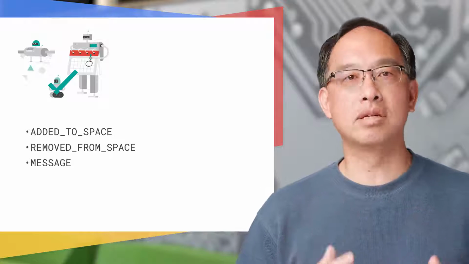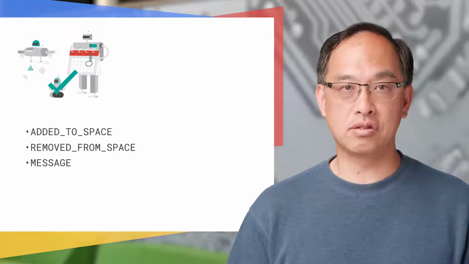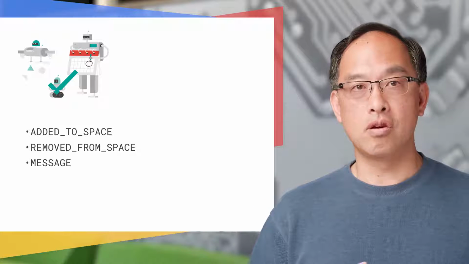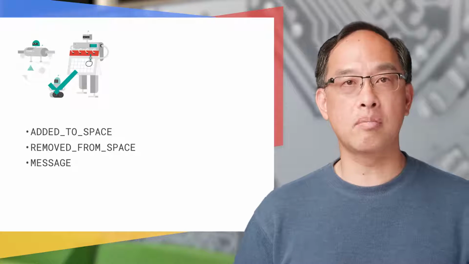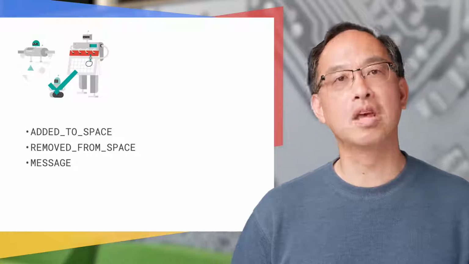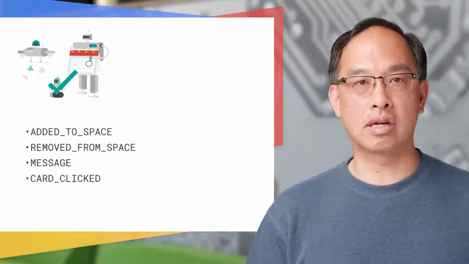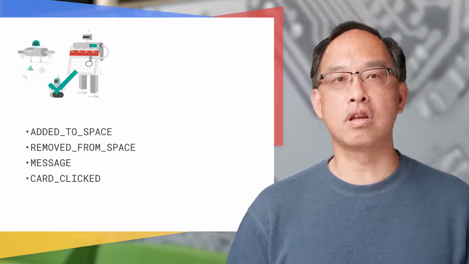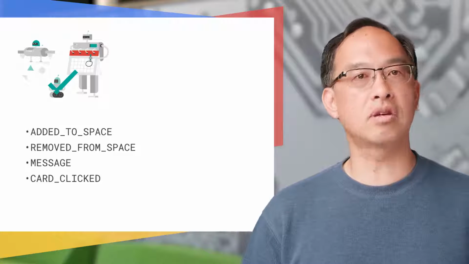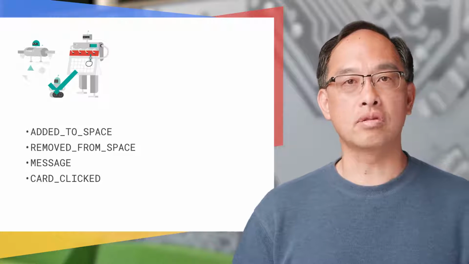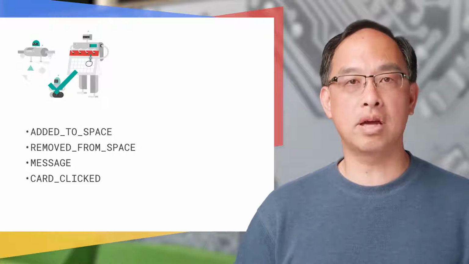Message is a normal message that's sent by a user to a bot, and these are the most common, as you can imagine. Your bot has to service the request and send back an appropriate response. The last message type is card clicked. This means a user clicked on an interactive card in Hangouts Chat instead of sending a message. Your bot either sends an appropriate response or updates the UI card, or maybe both.